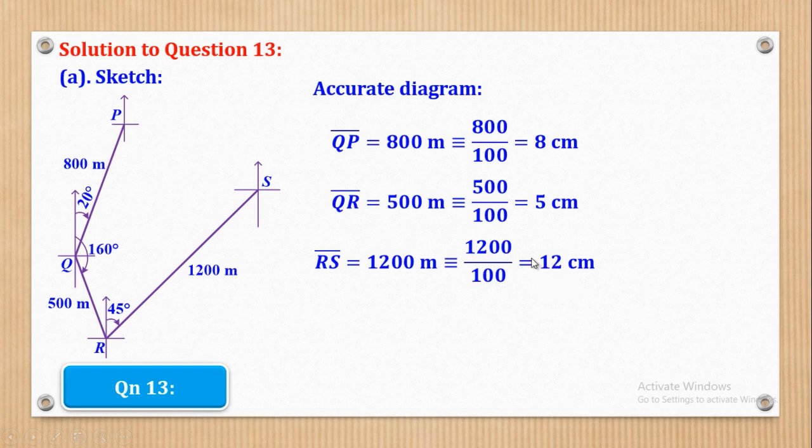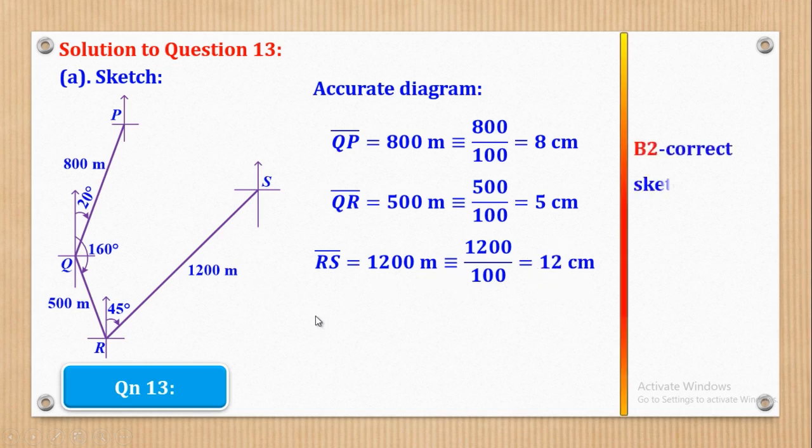It means that when you are drawing the actual diagram, where there is 800 you measure 8 centimeters, where there is 500 you measure 5 centimeters, and where there is 1200 you measure 12 centimeters. Now, before we go to the next slide, let us see how marks were awarded. Drawing this sketch very well, showing all these bearings and distances with the compass directions, gives you 2 marks. And converting these meters to centimeters with the equivalent sign, you get your 1 mark.